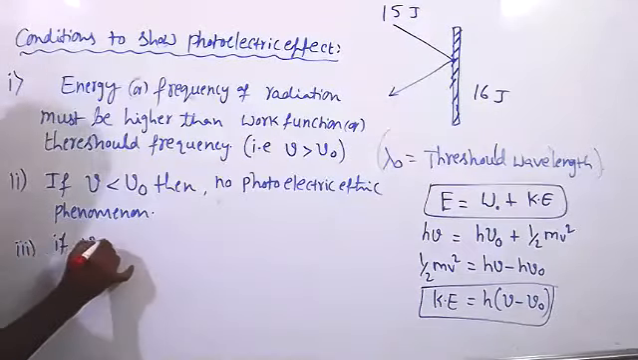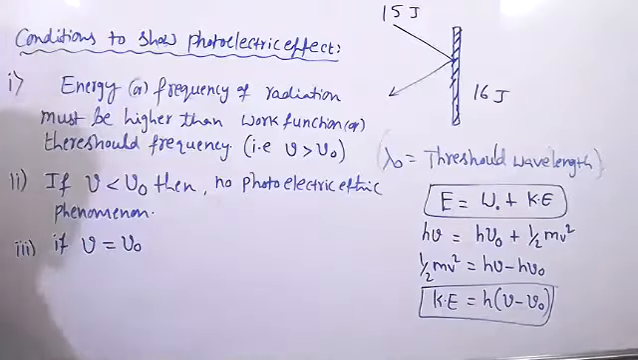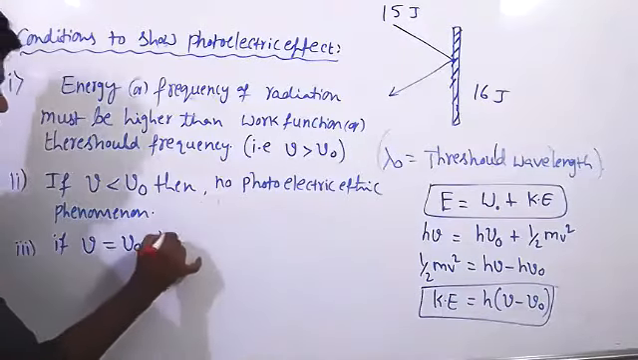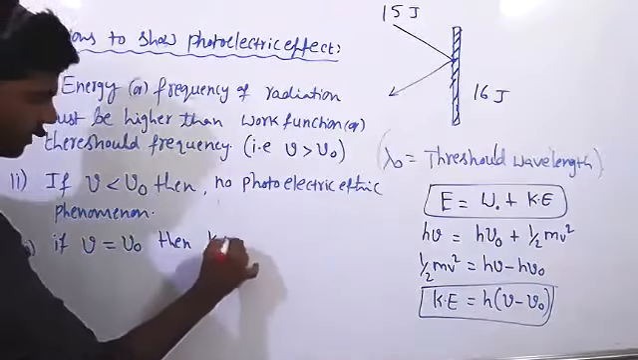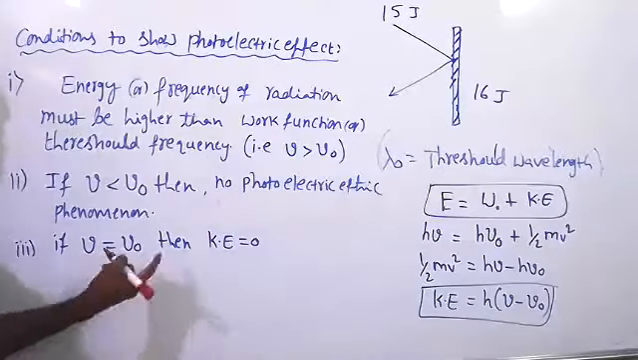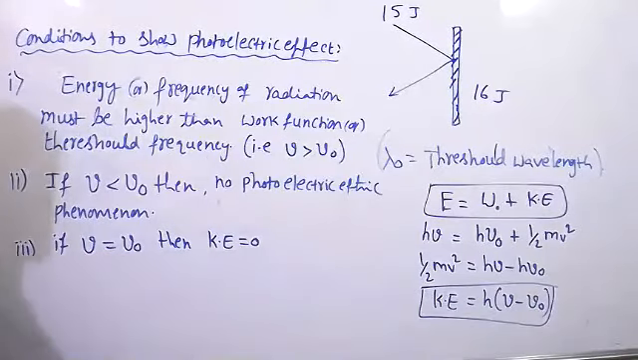So all this was given by Einstein. If nu is equal to nu naught, then kinetic energy becomes zero. Yes, no? If nu is equal to nu naught, kinetic energy must be zero. Yes, sir. And next, major important points.